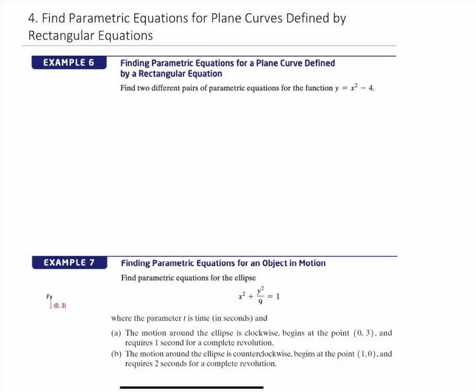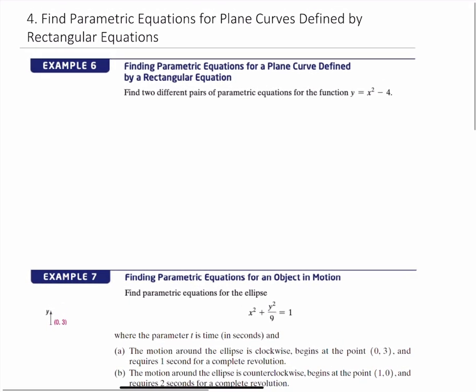Okay, the last section has us find parametric equations for plane curves defined by rectangular equations. So example 6 asks us to find two different pairs of parametric equations for this function y equals x squared minus 4. So some upward-facing parabola. So we're free to define this in any way we want to.